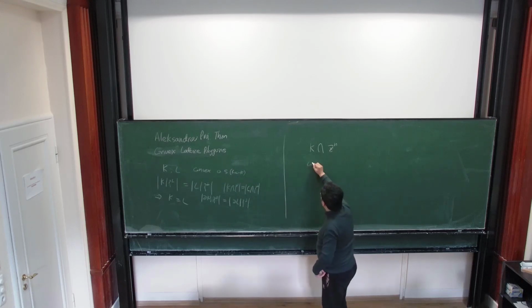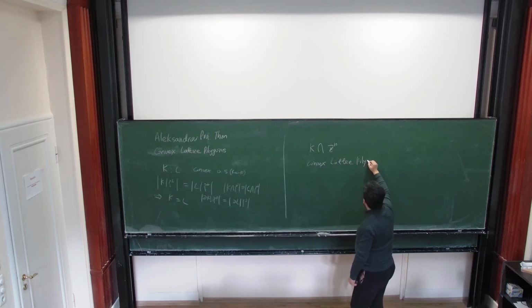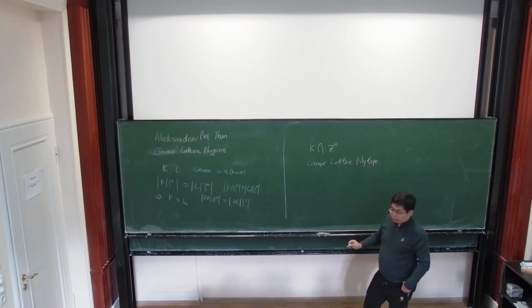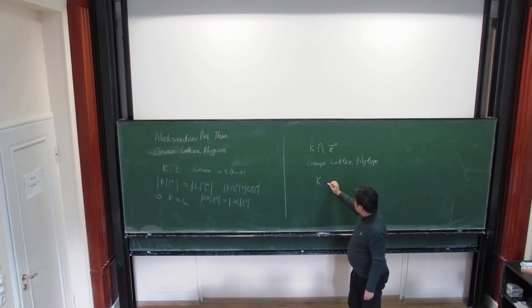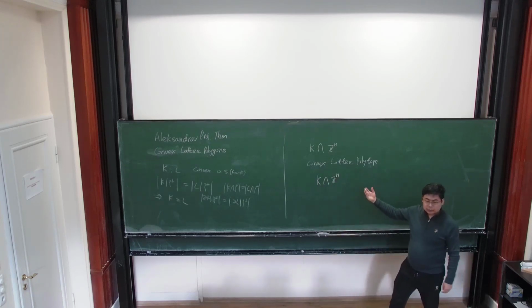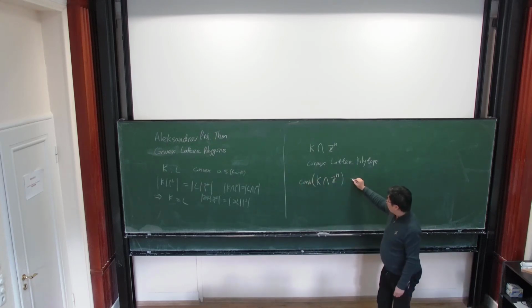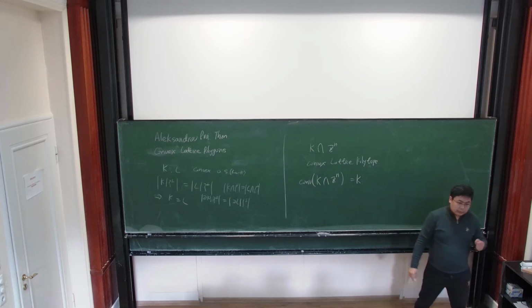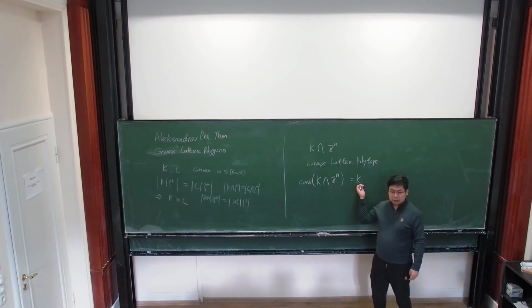It's called a convex lattice polytope. If K is a convex body, and you take the intersection with all the integers, and then take the convex hull, and we'll go back to the K. And this is called a convex lattice polytope. Definitely, this is a polytope. You cannot have convex bodies.